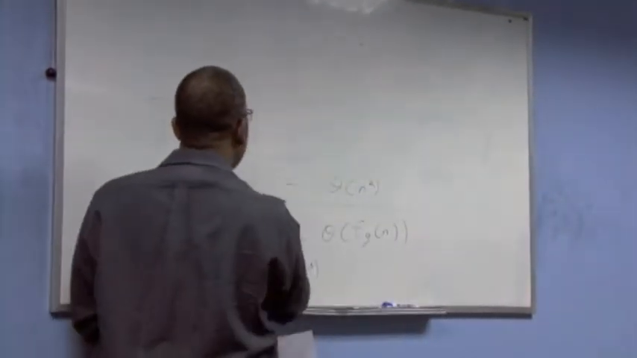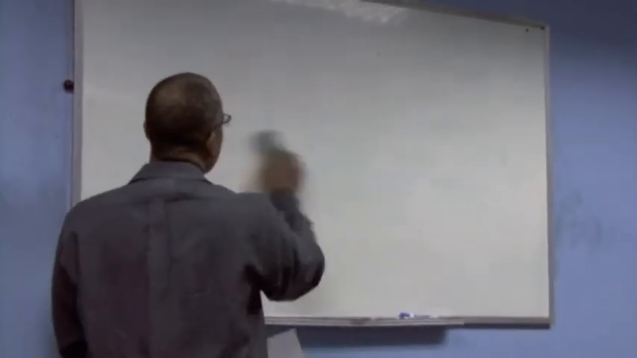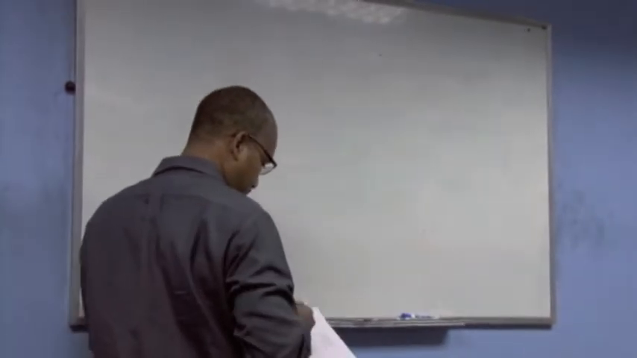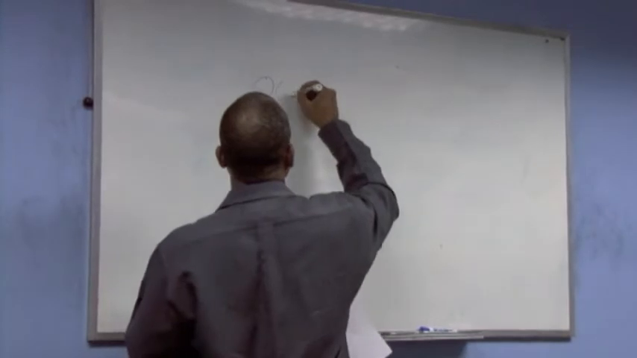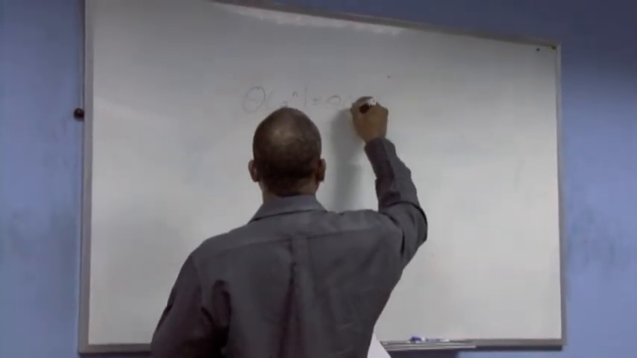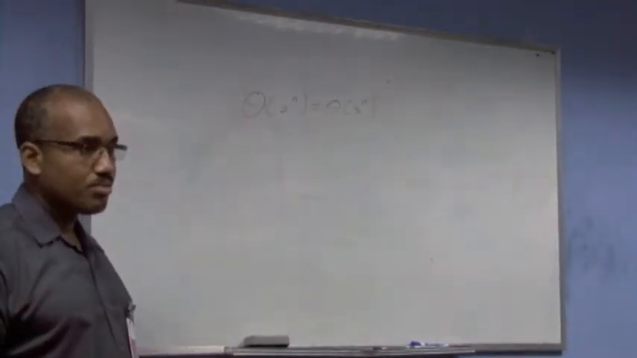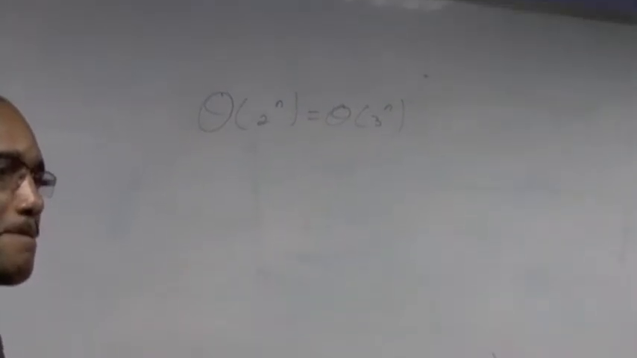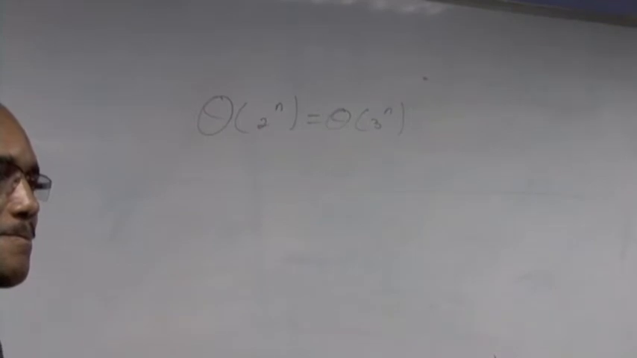Now the first thing that we're asked to consider is whether or not theta of 2 to the n equals theta of 3 to the n. Is that true? Why do you think so? Based on the properties, because it will be more than or equal to. Is it more than? No, it's not more than.